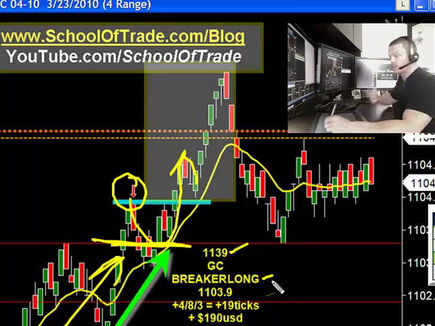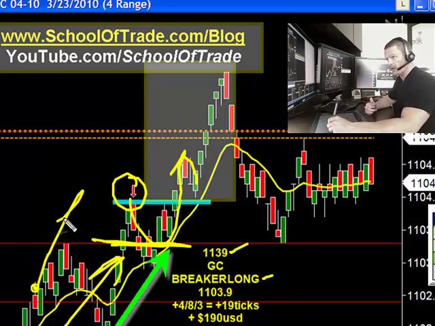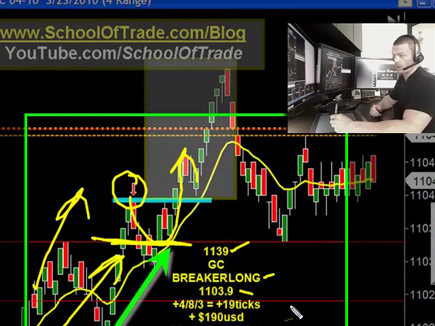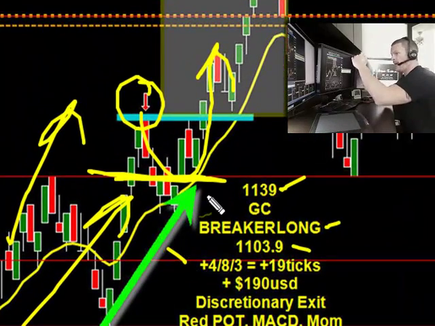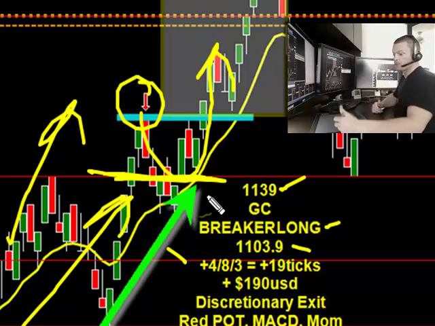Breaker pattern long is a trend continuation pattern, so going with the trend. And of course, 3.9 is the fill. We took our +4 target, our +8 target, and then trailed our stop to lock in 3 more ticks.